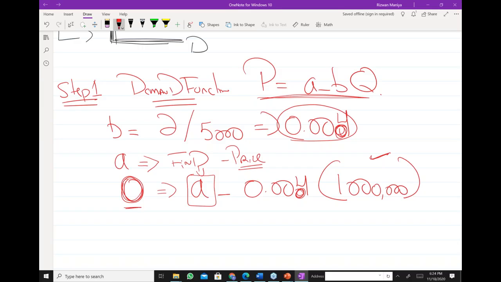Are you getting the point? So now A is what? A is the price where demand will be 0, as you saw here. So that is 400. So at a price of 400, your demand will be 0. Getting the point, everybody? A quick one, yes or no? So this is how we had to work out here.